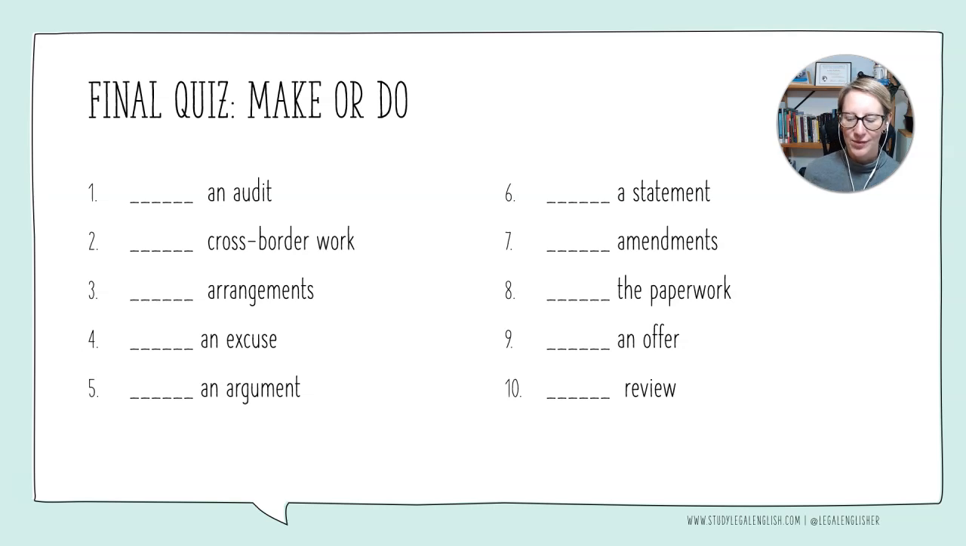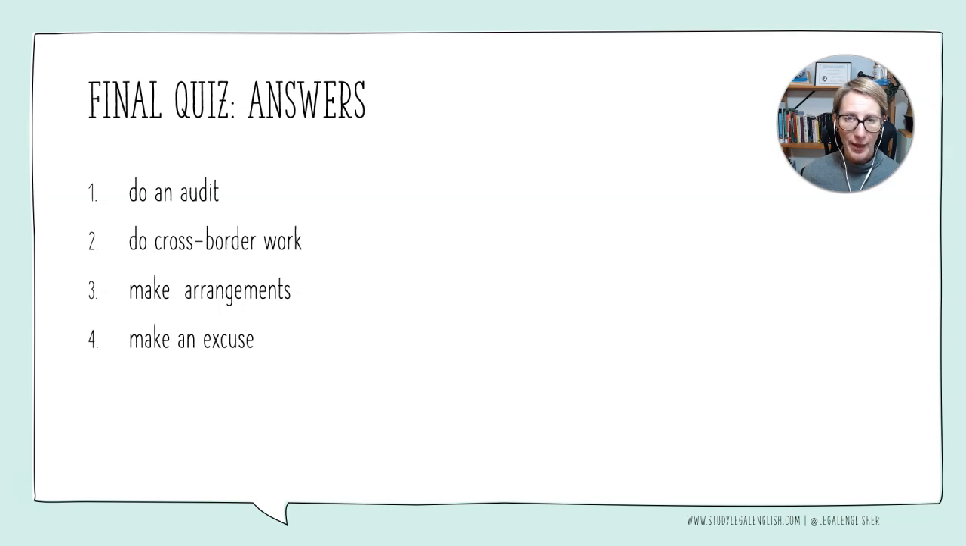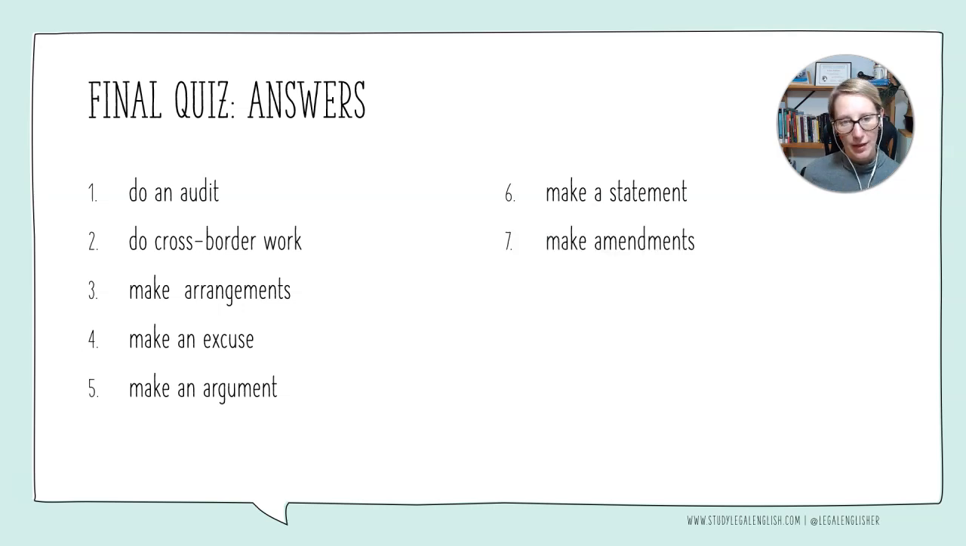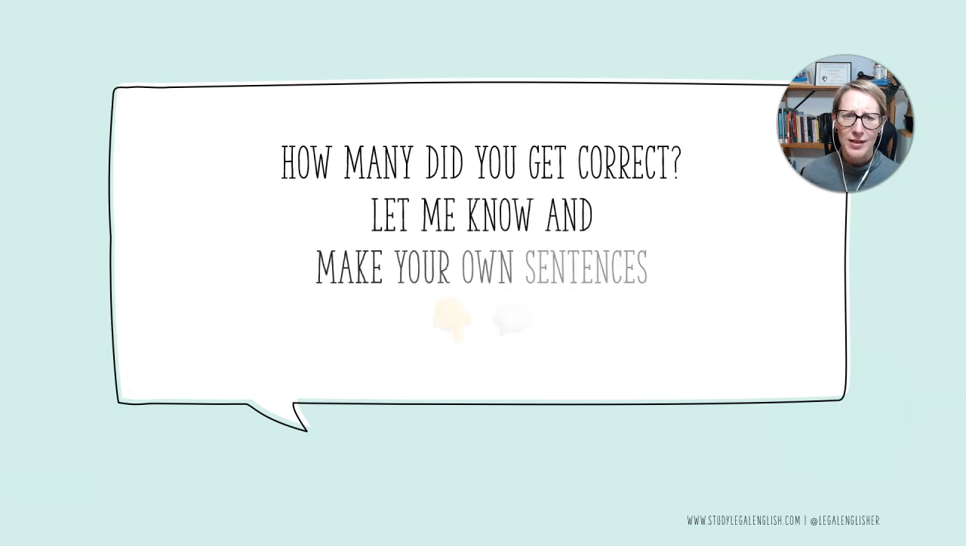Okay, so now let's look at the answers and see how many you got right. To do an audit, to do cross-border work, to make arrangements, to make an excuse, to make an argument, to make a statement, to make amendments, to do the paperwork, to make an offer, to do a review. How many did you get correct?